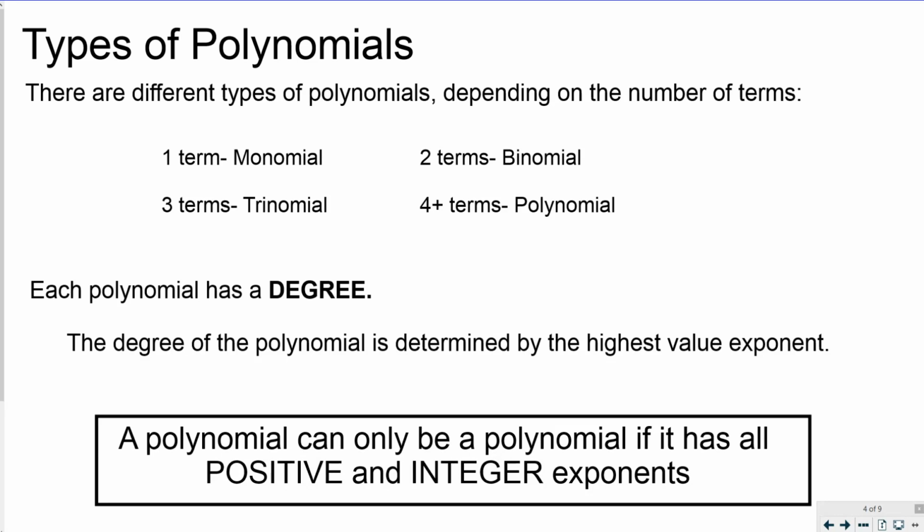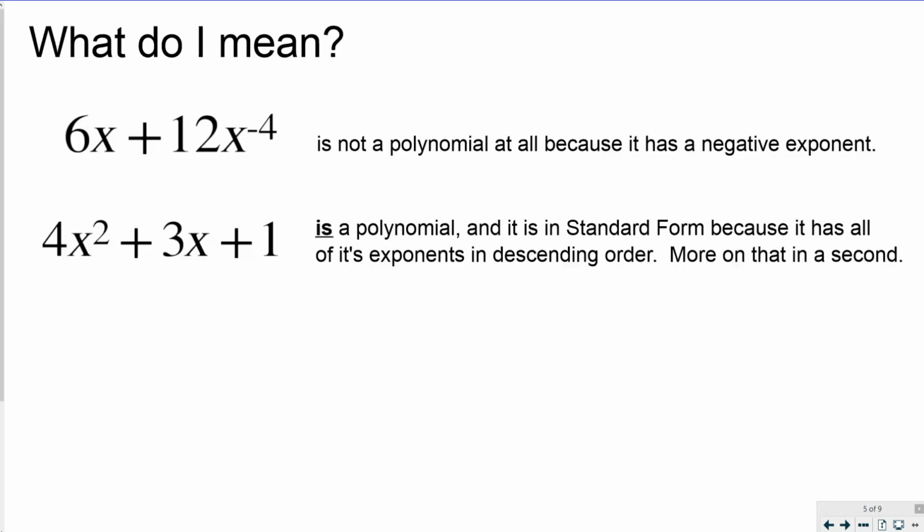Every single type of polynomial has a degree. The degree of the polynomial is determined by the highest value exponent. A polynomial can only be a polynomial if it has all positive and integer exponents. So, what do I mean by that? 6x plus 12x to the negative fourth is not a polynomial because it has a negative exponent.